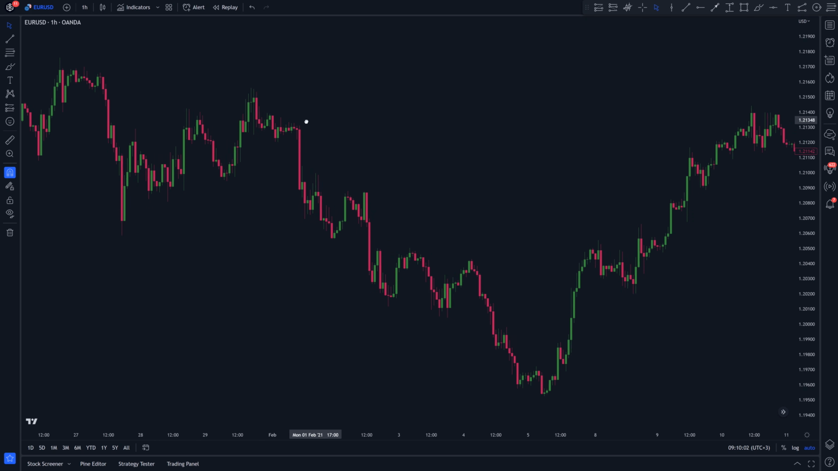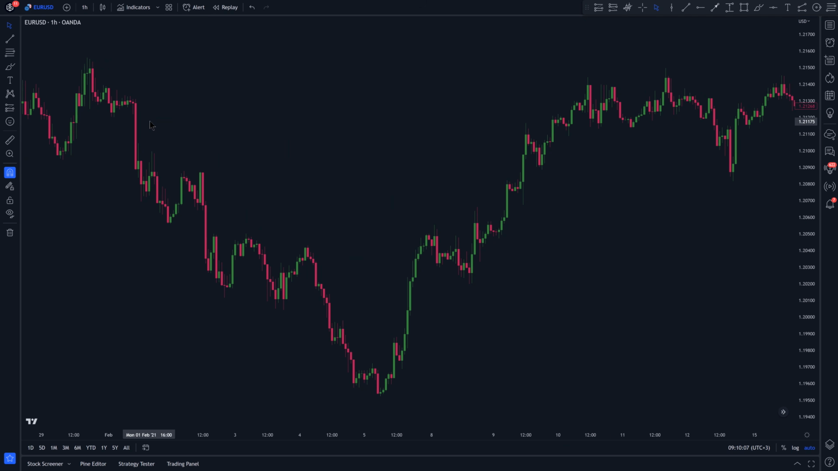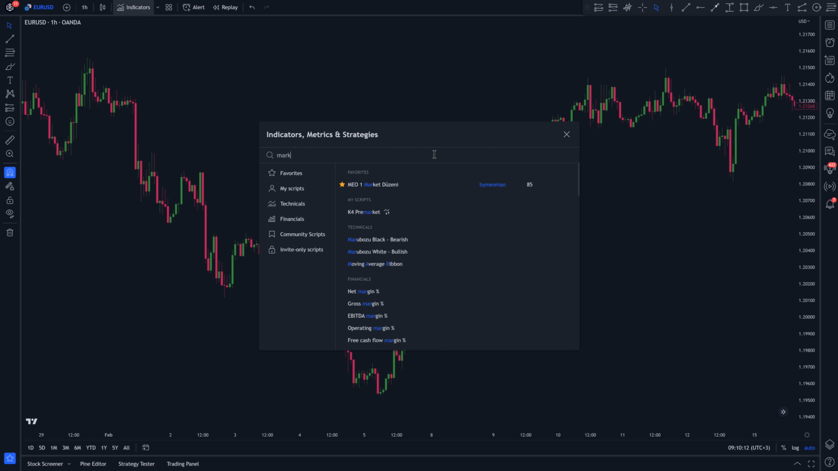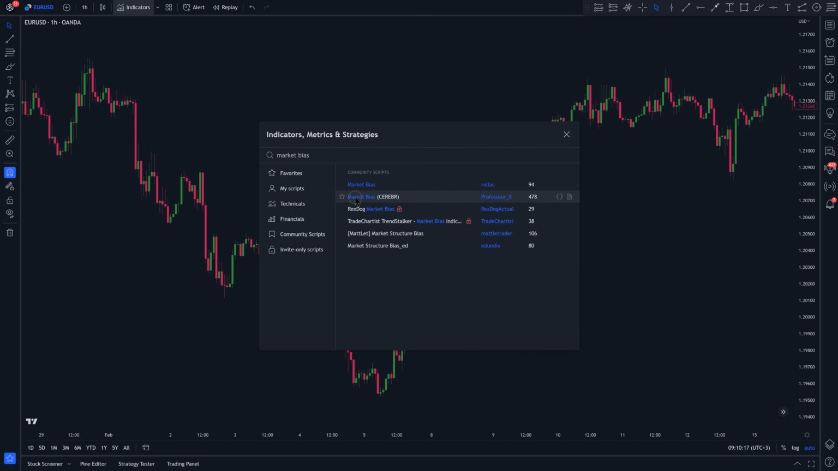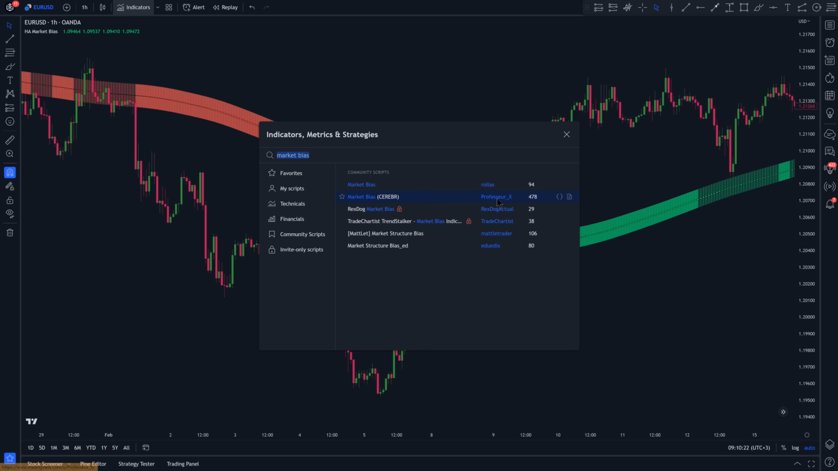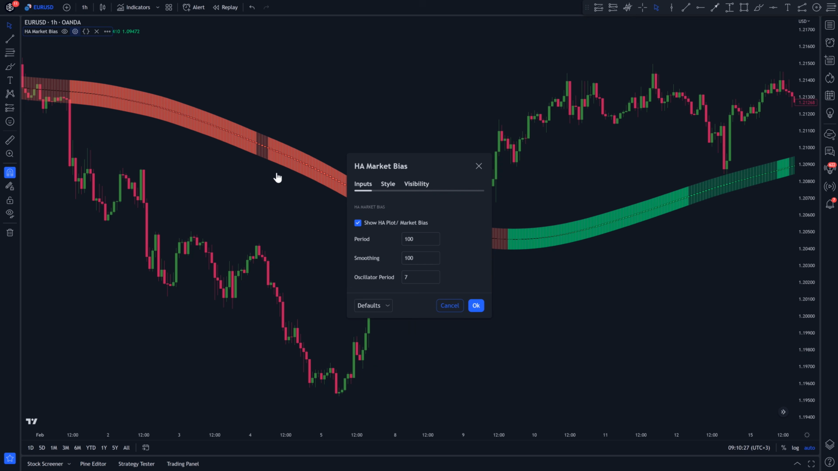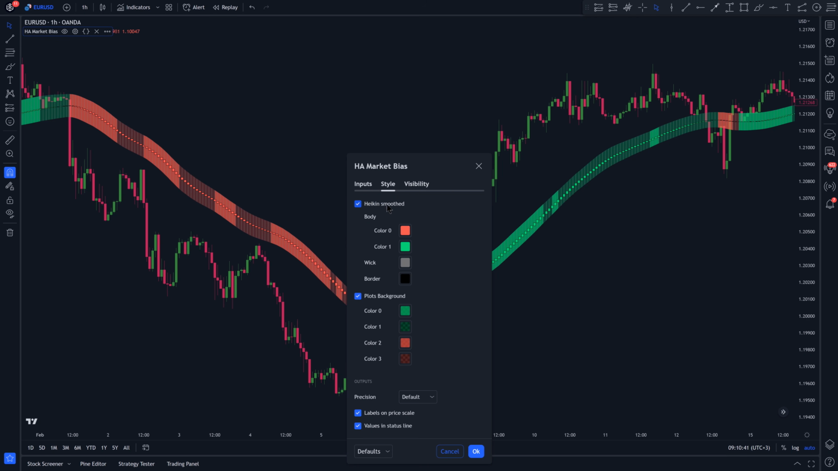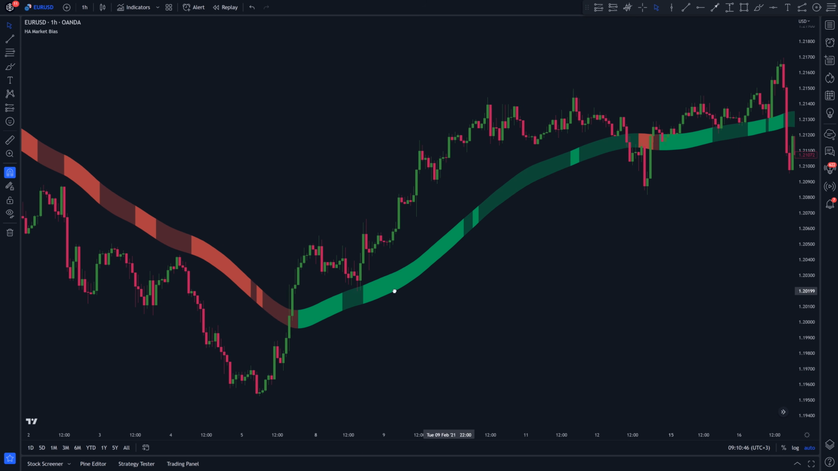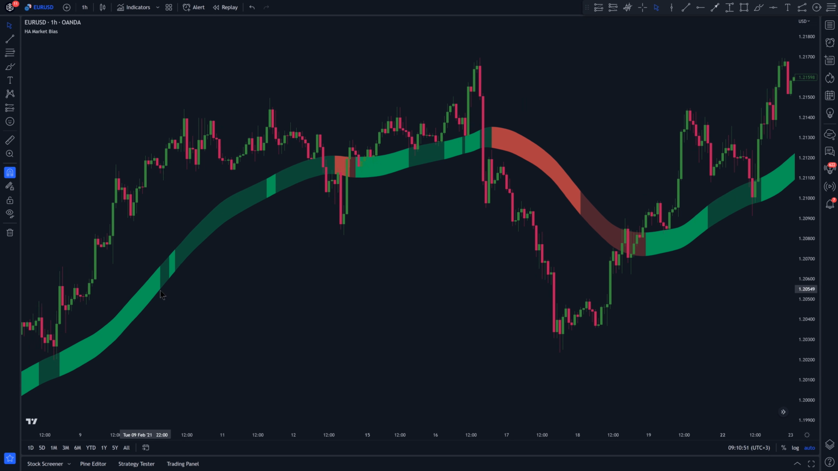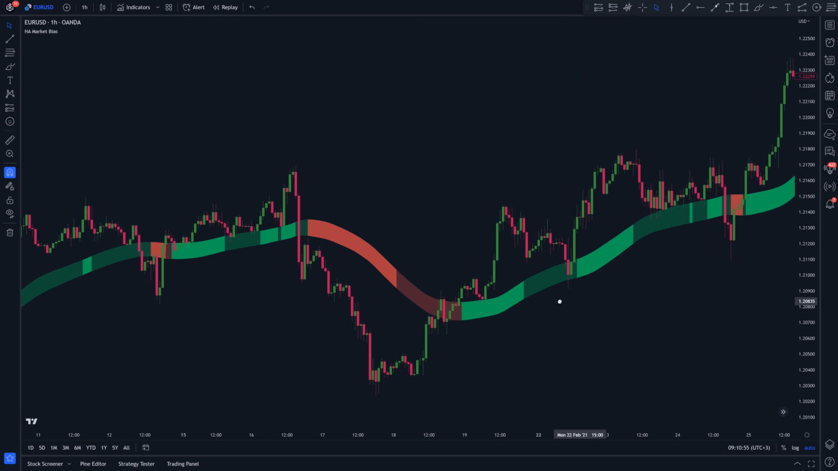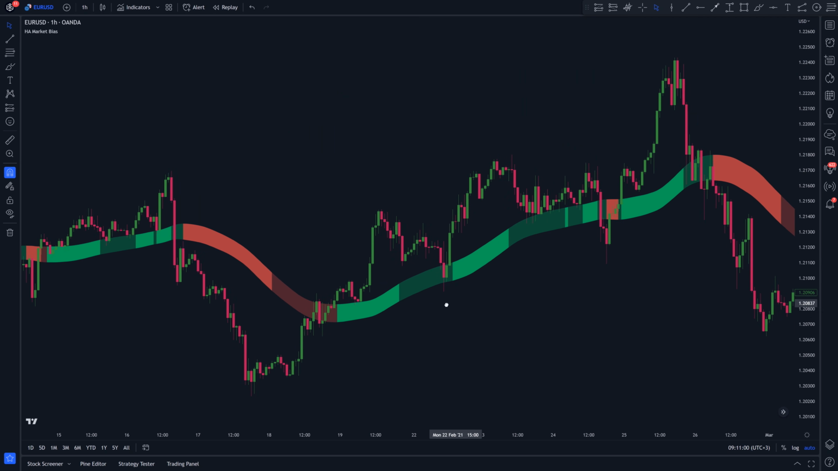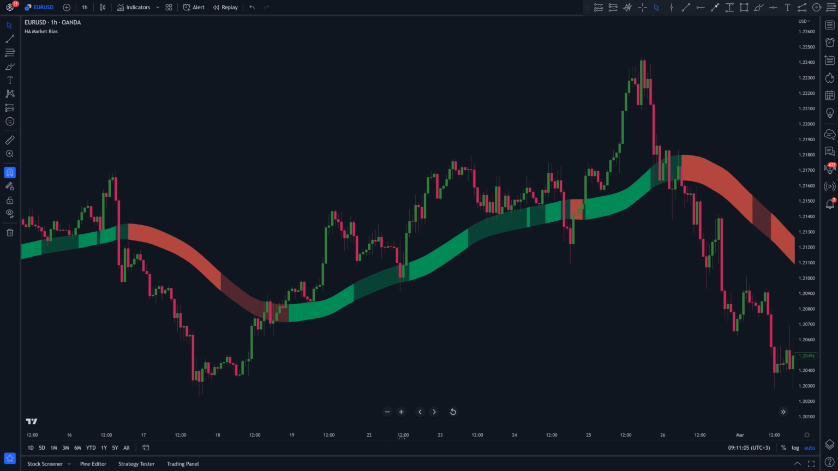Now, to add that one tool that we said earlier, you just click here and type in Market Bias and select this one by Professor X. Next, access the settings and change the period to 60 and the smoothing to 10. On the Style tab, uncheck this first option and then click OK. We're going to be using the Market Bias indicator to identify the overall trend of the market, but more importantly, we're going to be using it to identify pullbacks in the market.